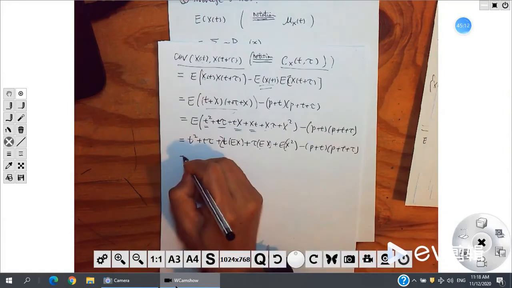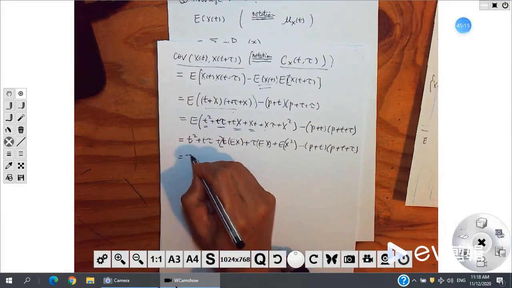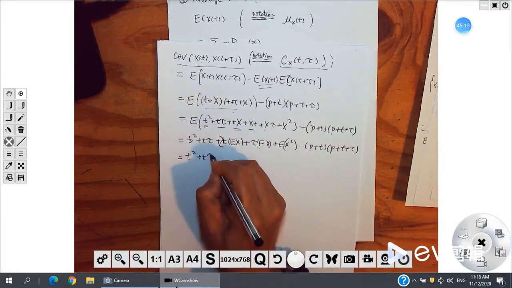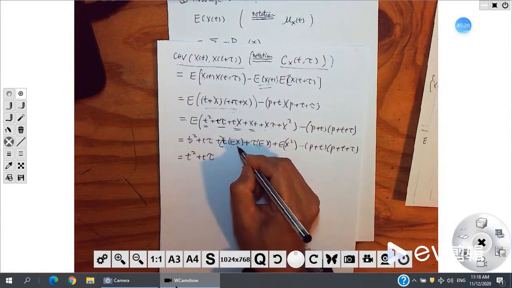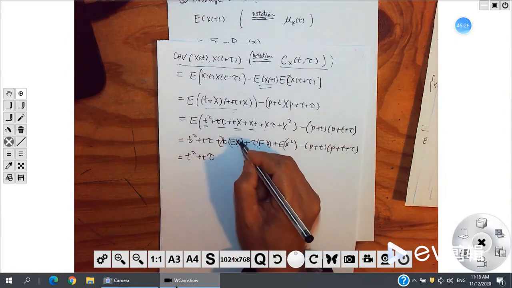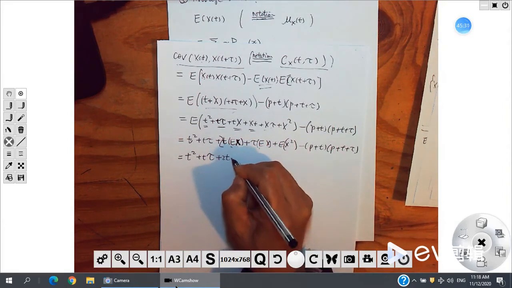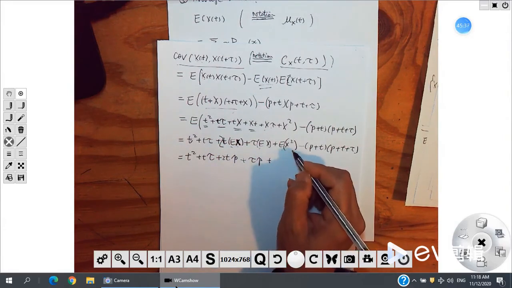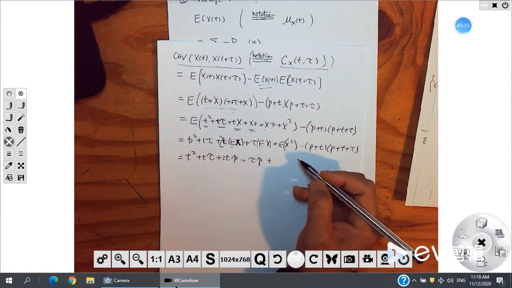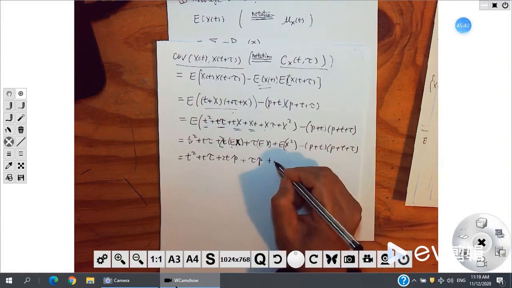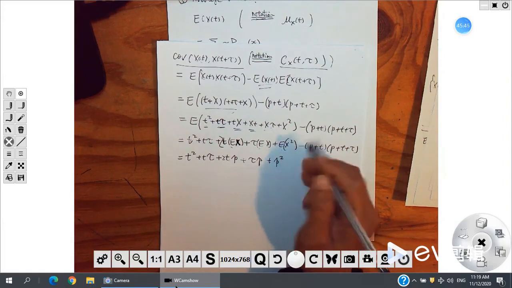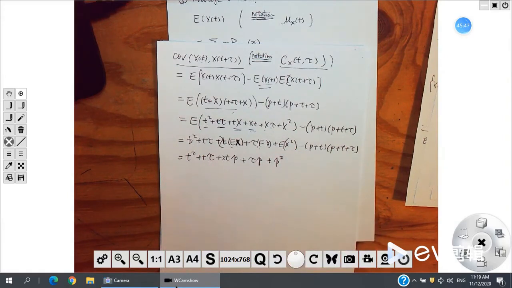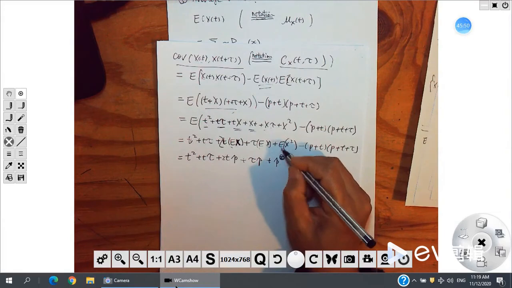There's a lot, so let me go step by step. T squared copied. T times tau, this is 1. And E of x, where x is the original random variable, the Bernoulli p, is p. So plus 2t times p. And this is tau times p. And E of x squared, what is it? For Bernoulli, is it p squared, or p? E of x squared is also p.